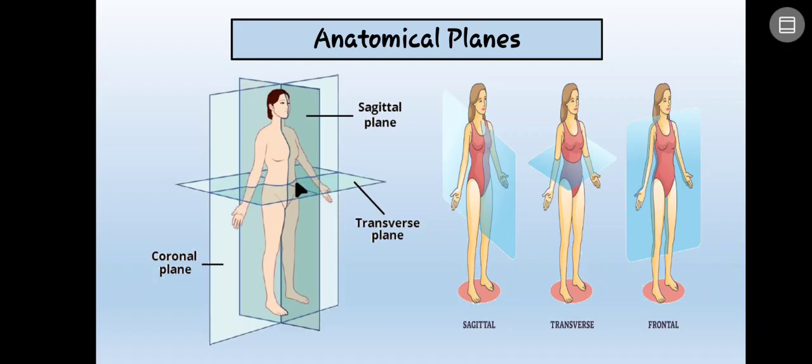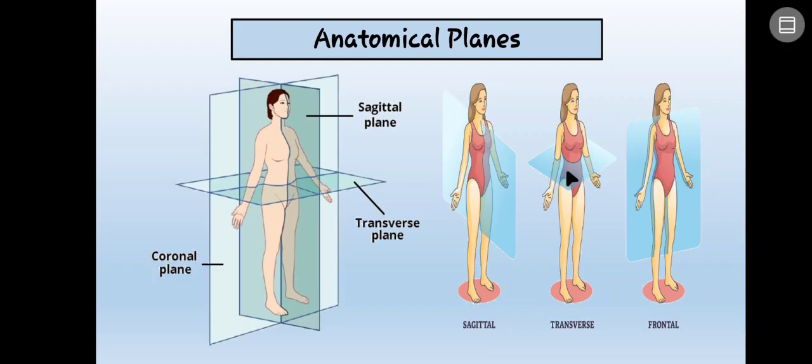Okay, so this is a transverse plane in this diagram. This one is cutting through the middle of the body and giving us the superior portion, which is from here to here, and then the inferior portion, which is from here to here. So it will give us an upper portion and then a lower portion. This is what we call a transverse plane.